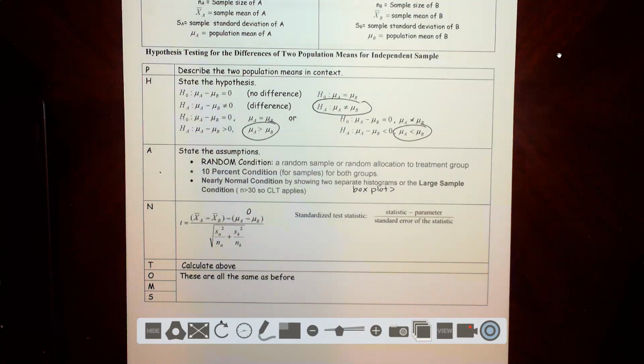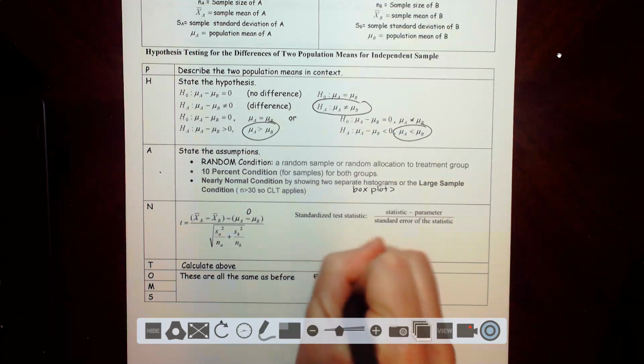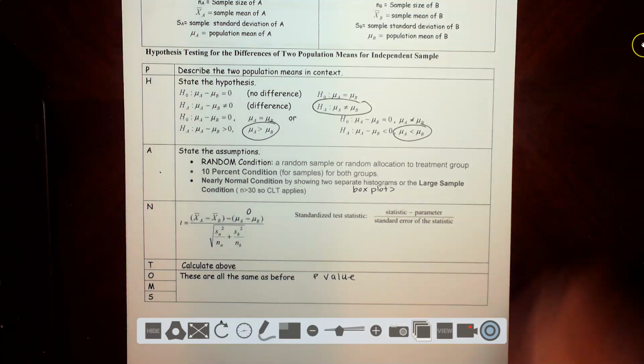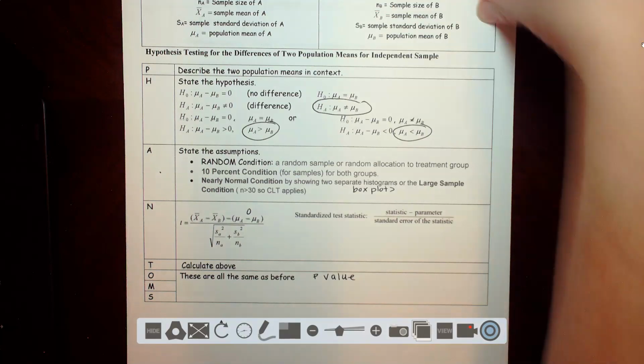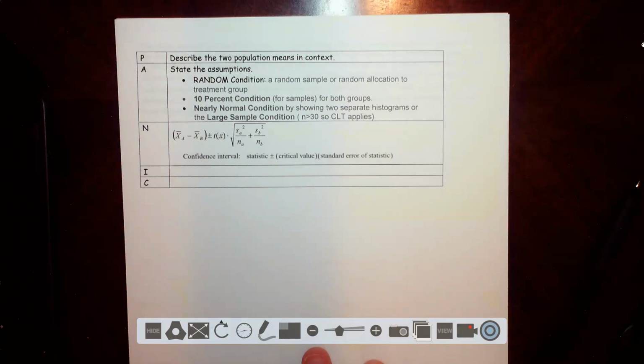Your O is your observed p-value. This is all the same as before. M is you're going to make a decision. A small p-value means a stronger case against the null, and then you're going to do your summary. So a lot of this is going to seem familiar.